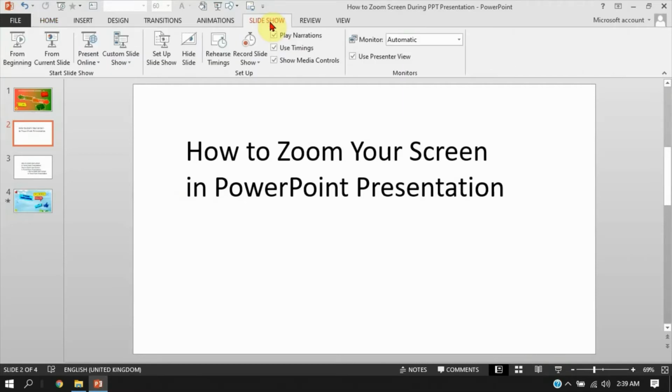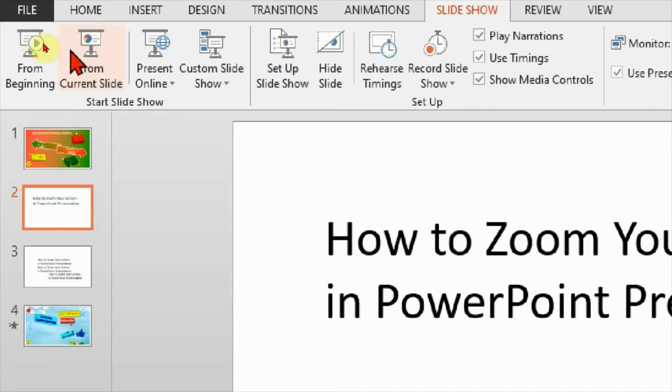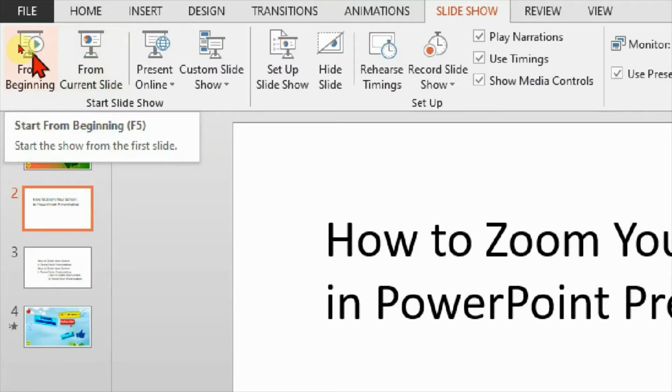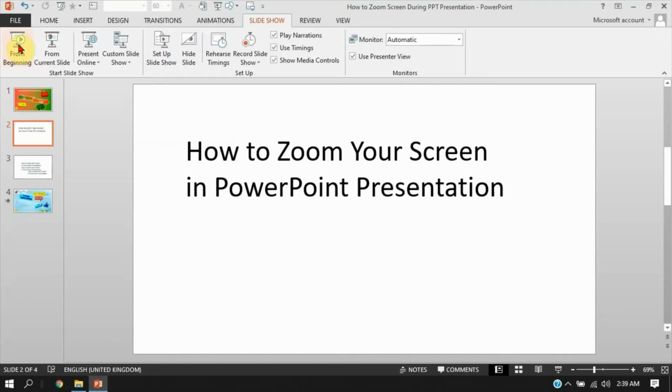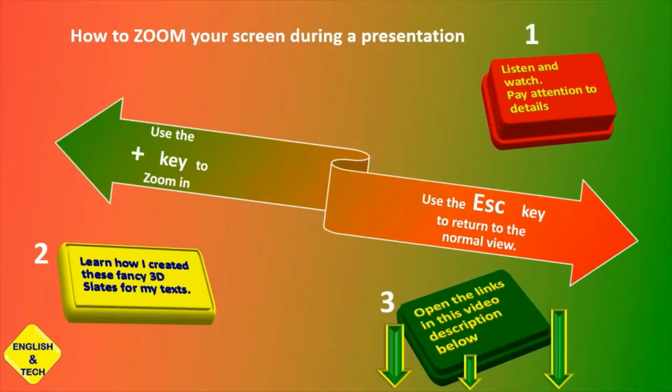So in the ribbon you have the slideshow, and towards your far left you will see these two icons, the same two icons. This one shows that I want to start from the current slide, while the other shows that I want to start from the beginning. Now I'm starting from the beginning, so I'm going to hit on this right now. So now here I am.